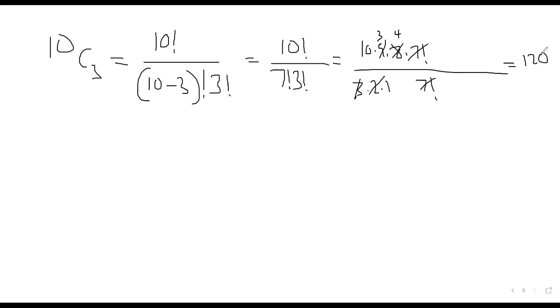All right. Let's try another one. 7 combination 3. What do we do?